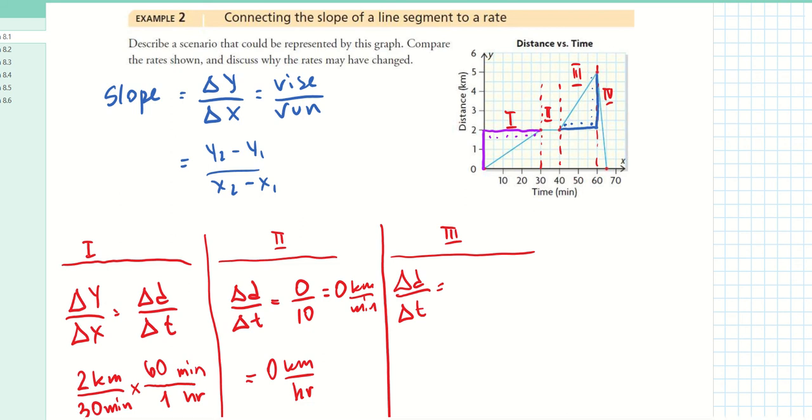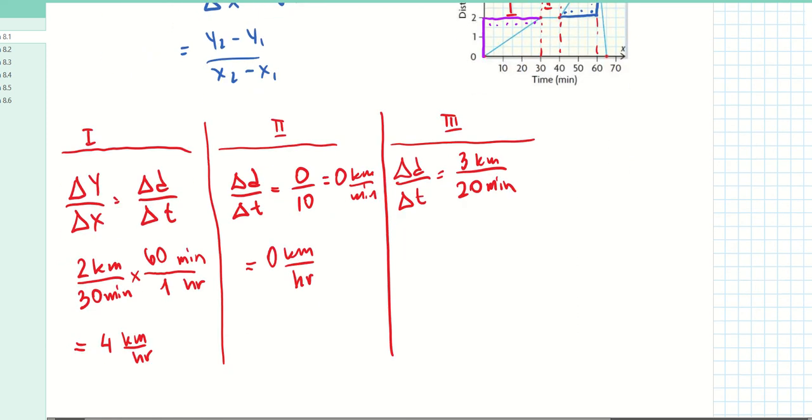So we're going to have 3 kilometers over 20 minutes. All right? So that's what we have in the third interval. So let's take these 3 kilometers per 20 minutes and change it to kilometers per hour. Again, you want to get rid of the minutes, so minutes have to go on top, hours have to go on the bottom. So there's 60 minutes in 1 hour. So 60 divided by 20 is going to be 3. And 3 times 3 is going to be 9. So we're going to get 9 kilometers per hour in this case.